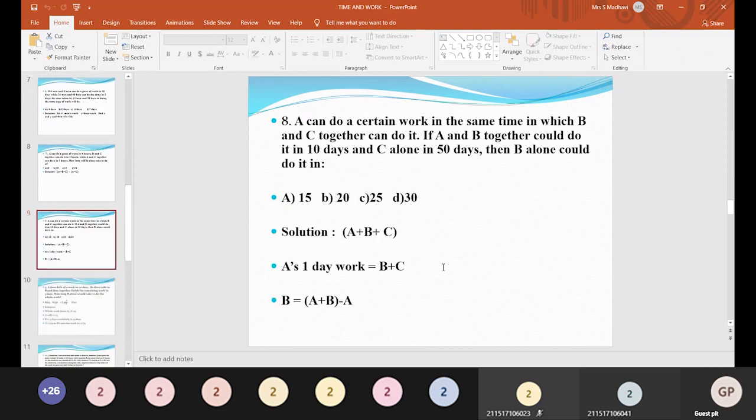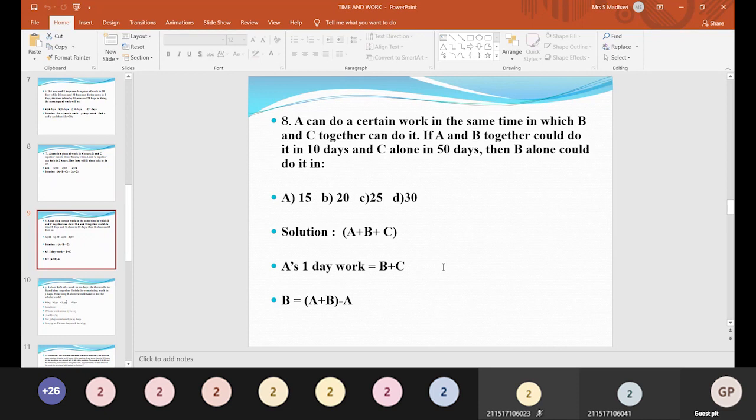Now here, A can do a certain work in the same time in which B and C together can do it. If A and B together could do it in 10 days and C alone in 50 days, then B alone could do it in.